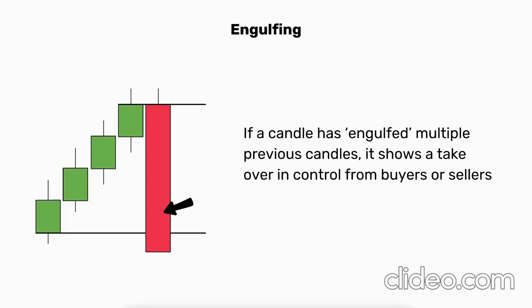One example of a strength candle that you've probably heard of before is the engulfing pattern. If a candle has engulfed multiple previous candles, it shows a takeover in control from buyers or sellers. So in this example here, we can see that 4 bullish candles were engulfed by 1 bearish candle. Obviously, this bearish candle is what we call the strength candle. And we've seen some small buying pressure, but then a massive takeover in control from sellers.